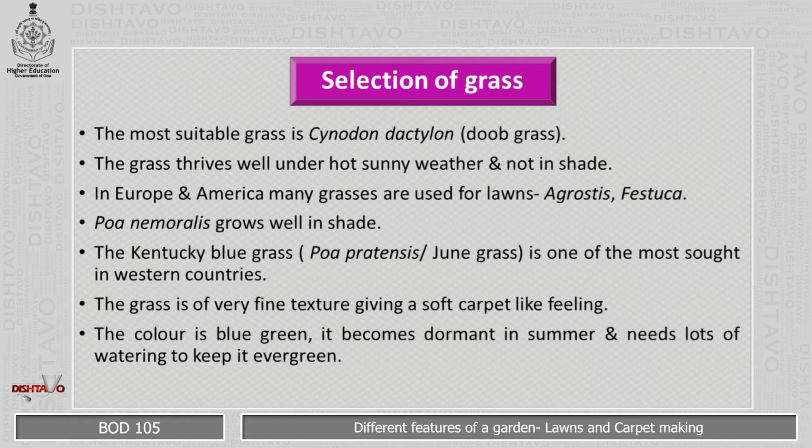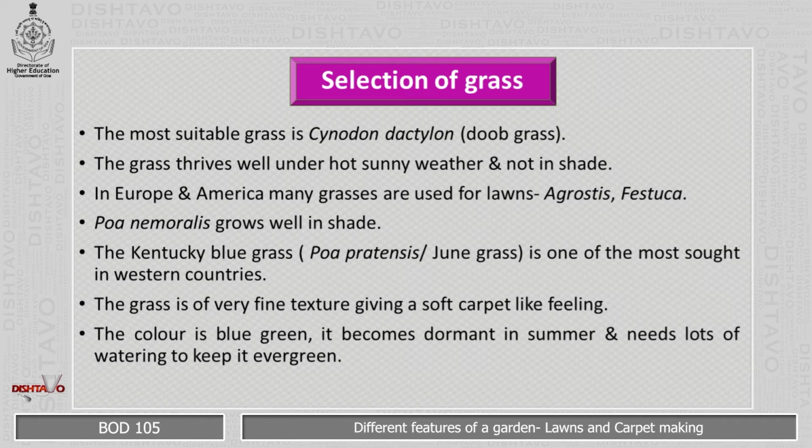Selection of grass. The most suitable grass is Cynodon dactylon. It is also called dube grass. The grass thrives well under hot sunny weather and not in shade. In Europe and America, many grasses are used for lawns like Agrostis, Festuca, and Poa nemoralis, which grows well in shade. The Kentucky bluegrass, also called Poa pratensis or June grass, is one of the most sought in Western countries.